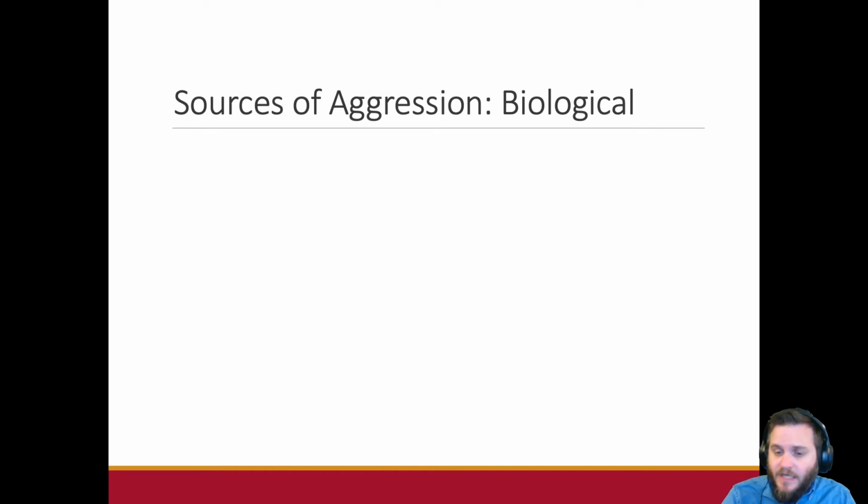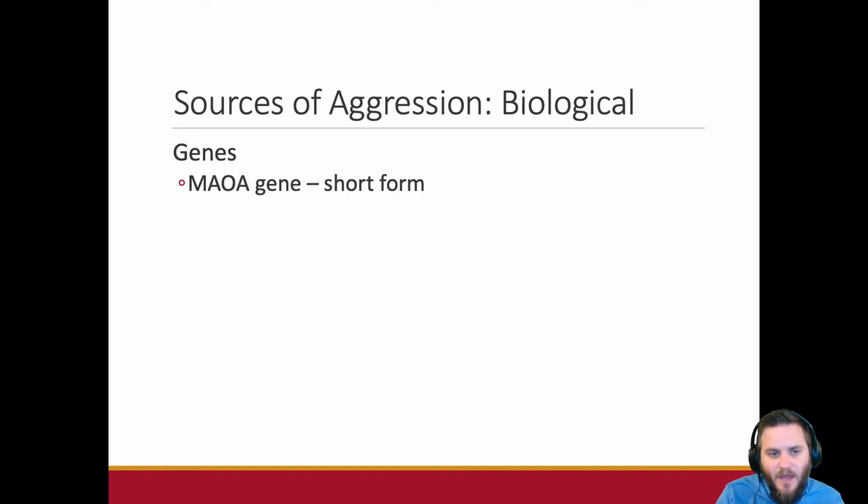Sources of aggression include biological sources. So your genes are interesting. The idea here that I want to share is that there is a particular identified gene. It's called the MAOA gene. And there are apparently two forms of it, long form and short form. What the MAOA gene is supposed to do is produce an enzyme that helps metabolize certain neurotransmitters. Okay. And the short form is what is linked to aggression in non-human species. So chimpanzees, gorillas, tigers, etc.